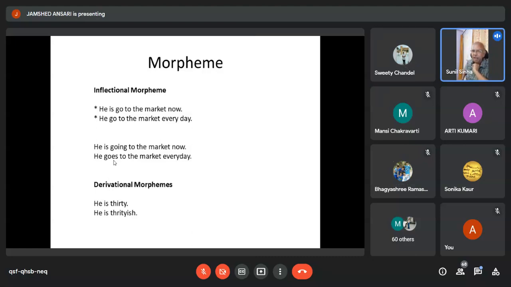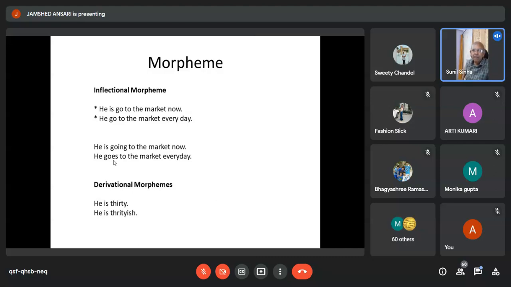I manage the work efficiently. Is it right? "I am manage the work efficiently." It's not grammatical. You understand the sentence? Yes, sir. It's not grammatical. To make it grammatical, you have to add ing. So, ing. I am managing this work efficiently. So ing is an inflectional morpheme.